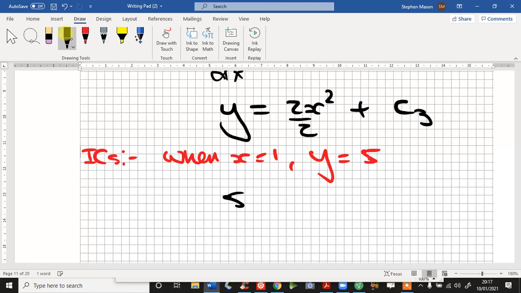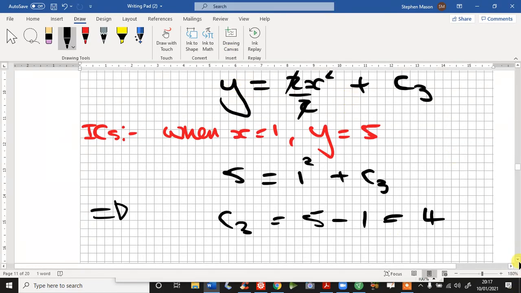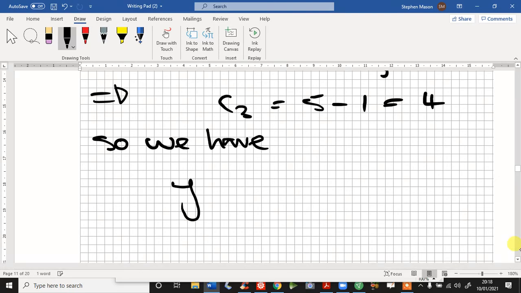So we've got 5 equals x squared. Well, actually, those twos cancel, don't they? So we've got 5 equals 1 squared plus c3. This means that c3 equals, well, you subtract 1 from both sides, you get 5 minus 1 on one of the sides, and that's equal to 4. So our particular solution can now be written down as y equals x squared plus 4.